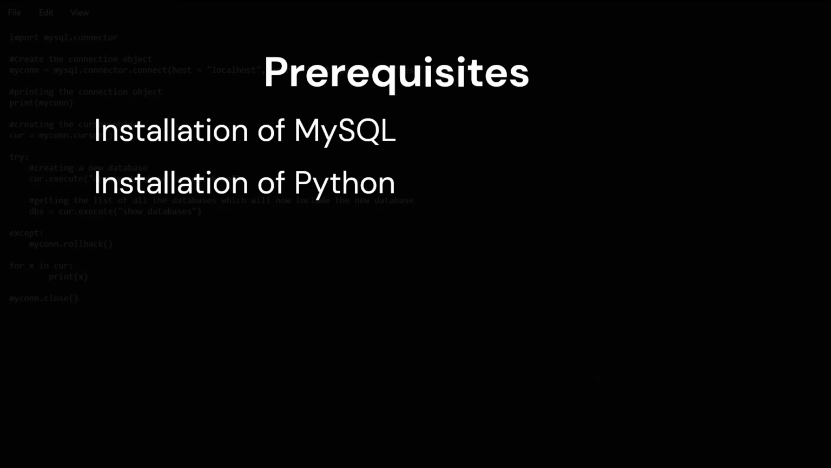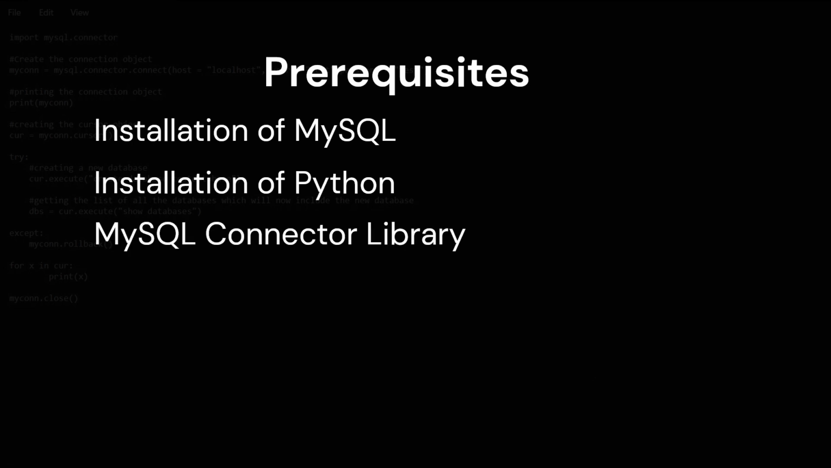There are a few prerequisites for this video. First, you need to have MySQL server installed on your machine, and Python, any version, to be installed on your machine. And after that, you also need to have the mysql.connector library installed. That's it. If these three things are there, then we can get started with this code.